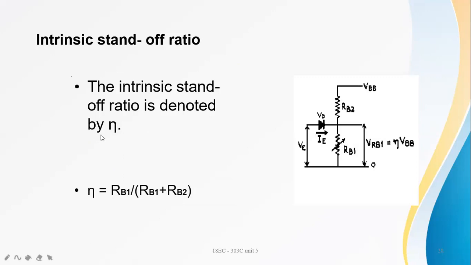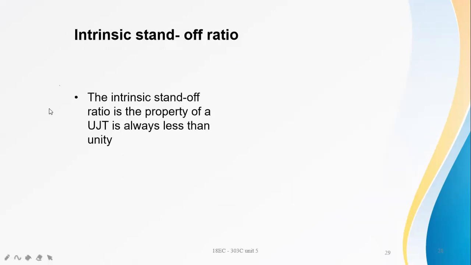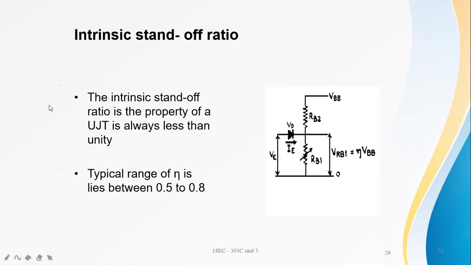The intrinsic standoff ratio is denoted by eta. It equals the ratio of RB1 to the total resistance, that is RB1 plus RB2. The intrinsic standoff ratio is a property of a UJT. It is always less than unity. The typical values of it lie between 0.5 and 0.8.